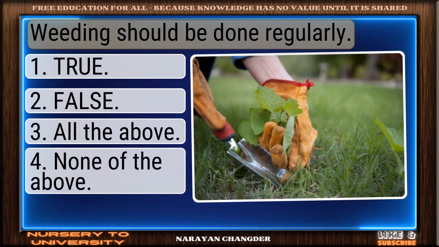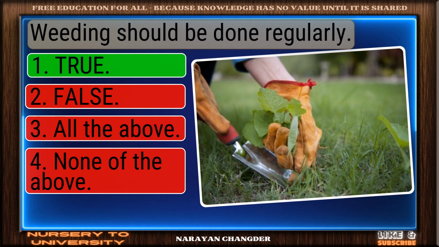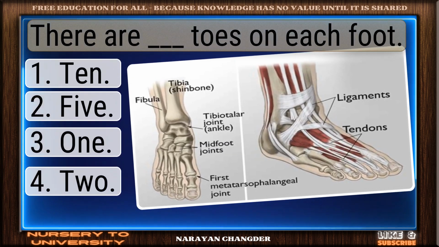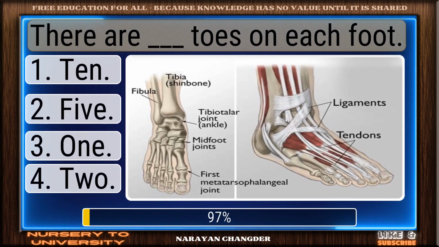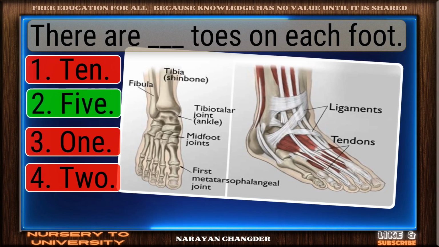Weeding should be done regularly. Smart pick. True is the correct choice. There are dash toes on each foot. Great job. 5 is the accurate answer.